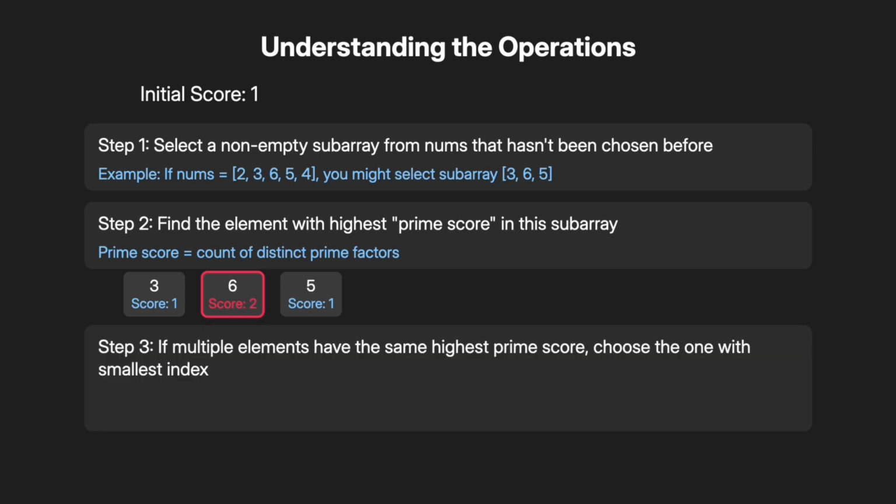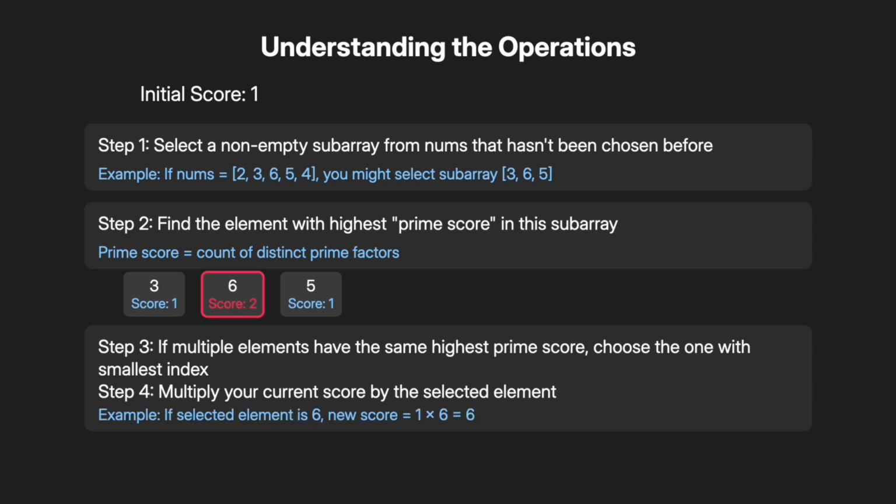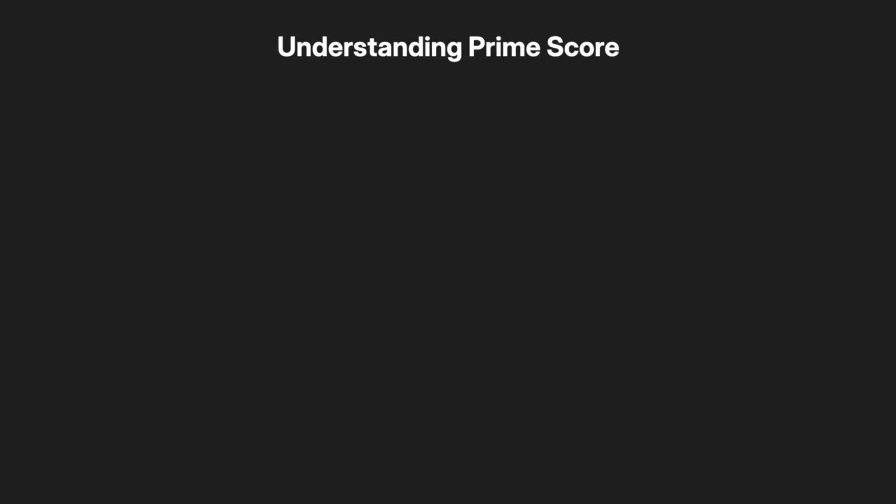Third, if multiple elements have the same highest prime score, we choose the one with the smallest index. In our example, both 3 and 5 have a prime score of 1, but 3 comes first, so we would choose 3. Finally, we multiply our current score by the selected element. If we had chosen 6 with a prime score of 2, our new score would be 1 times 6 equals 6.